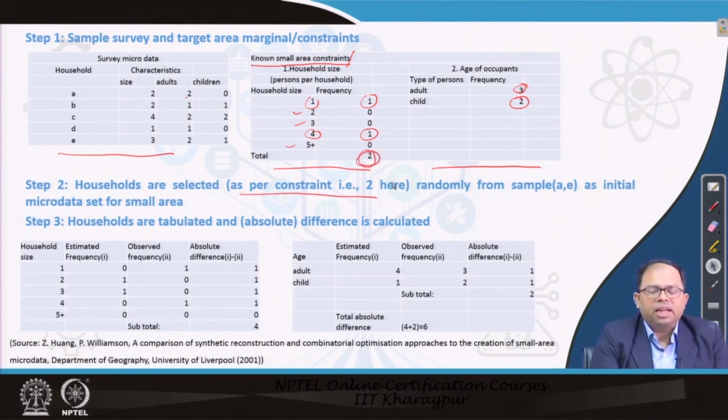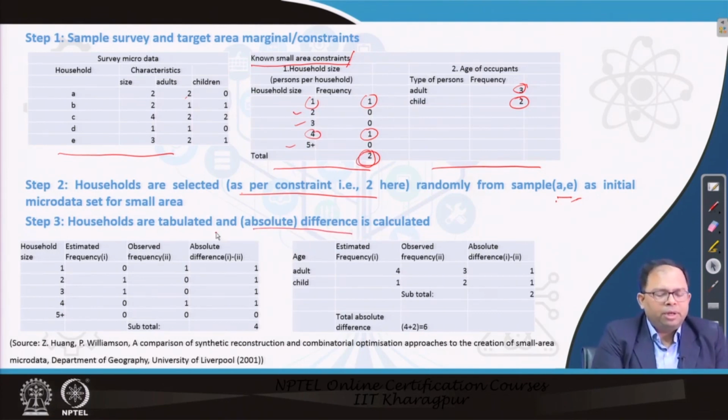So, that means we will select 2 households from my sample data, like over here I will select 2 households randomly from the sample, and we select A and E. Suppose these are the 2 samples which are selected randomly. And then when we have these 2 samples, these households are tabulated and the absolute difference is calculated. This absolute difference is the fit statistic that we were talking about.